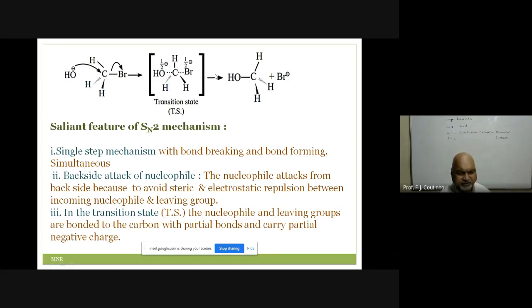The configuration is inverted. And what are the salient features of this SN2 reaction mechanism? First of all, it is a single step mechanism with bond breaking and bond forming at the same time. Second, there is a backside attack of the nucleophile, because the nucleophile attacks from the backside to avoid steric or electrostatic repulsion between the incoming nucleophile and the leaving group Br. And in the transition state, the nucleophile and the leaving group are bonded to carbon with partial bonds and carry partial negative charges, that is minus 1/2 each. So these are the important things. We'll go to the next slide.